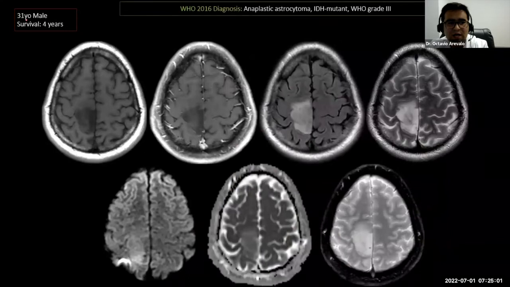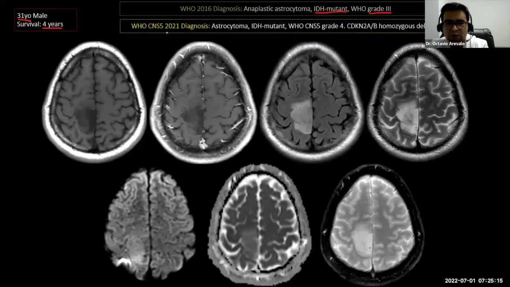And take a look at this case. This is another MRI. This is a 31-year-old male, survival of 4 years. And the 2016 diagnosis was an astrocytoma IDH mutant and WHO grade 3. But if you take a look here, as per the 2021 standard, this patient had this homozygous deletion, which is the CDKN2A/B homozygous deletion, which bumps it up immediately to a grade 4.